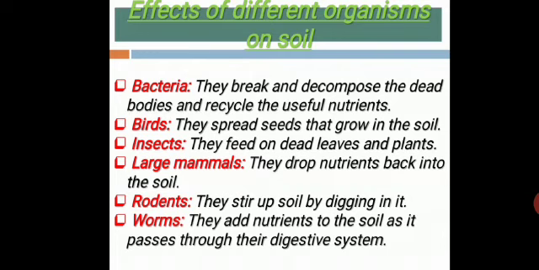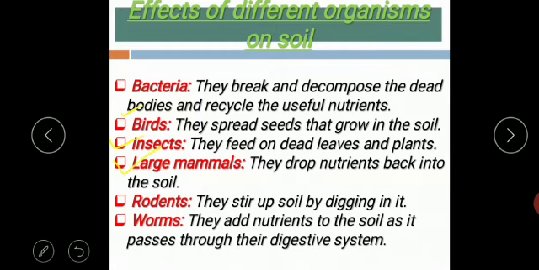Second point is birds. They spread seeds that grow in the soil. Like sparrows and pigeons, they can spread seeds that grow in the soil. Then third point is insects. They feed on dead leaves and plants. For example, ants, bees, wasps, they can feed on dead leaves and plants.